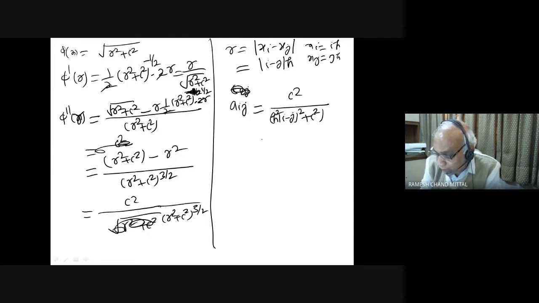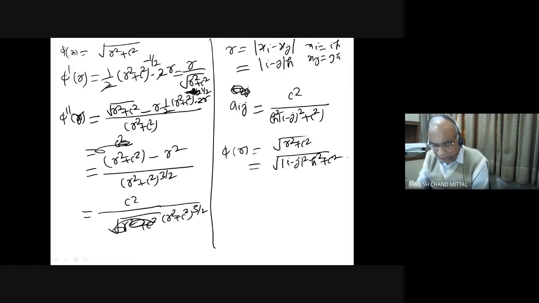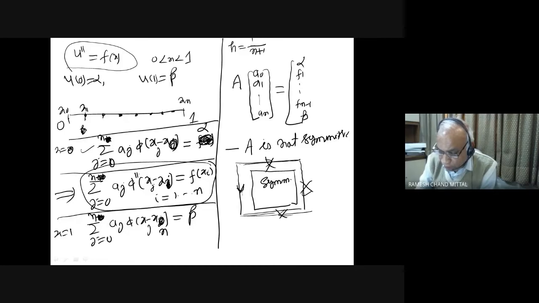So I will write my phi h of phi r h under root r square plus c square. So this is nothing but under root i minus j whole square h square plus c square. What I mean to say is, the moment I write this, I can formulate now because phi value is obtained by me, and this xj minus xi is nothing but r. So you have this matrix.